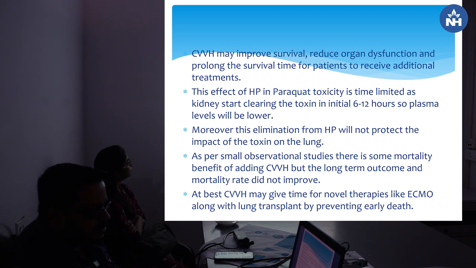As per small observational studies, there is a small mortality benefit of adding continuous venovenous hemofiltration, but long-term outcome and mortality did not improve. At best, CVVH may give time for novel therapies like ECMO along with lung transplant by preventing early death.